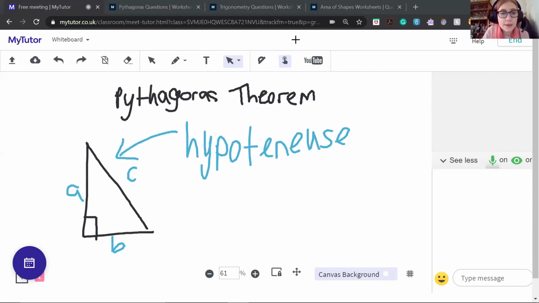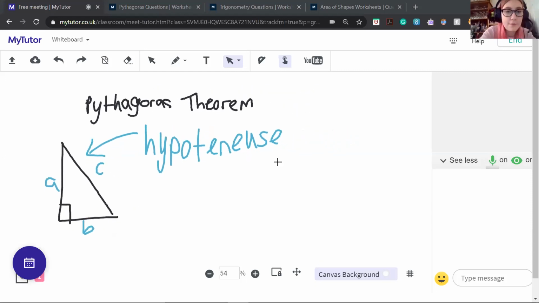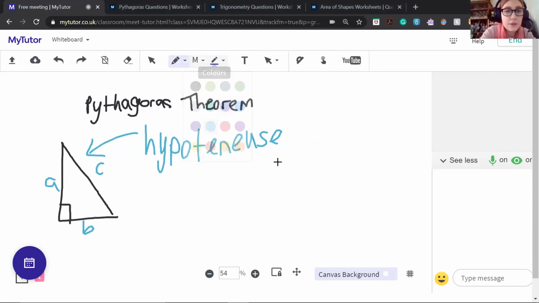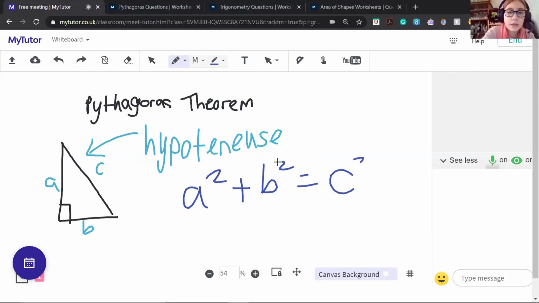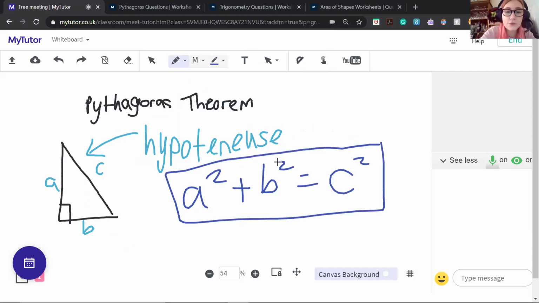So Pythagoras' theorem, as I'm sure you'll be familiar with, is this: a squared plus b squared equals c squared. Nice and simple, drilled into your brains, hopefully. Someone said, does this get harder? Yes, we're starting off easy and working our way up throughout the lesson.